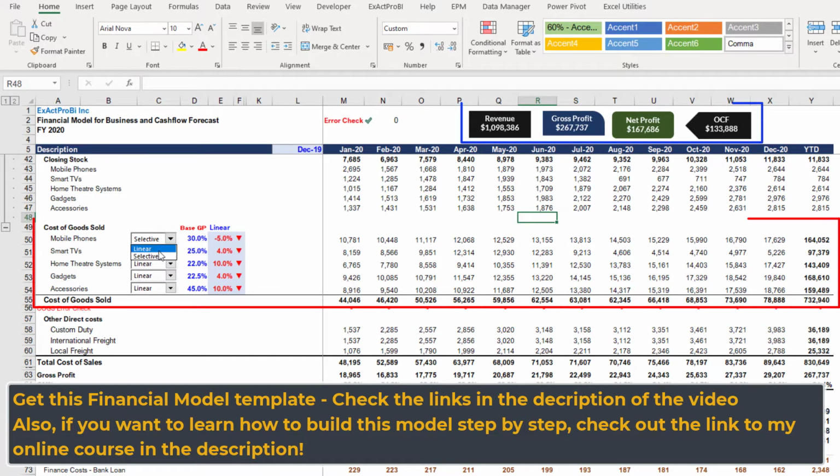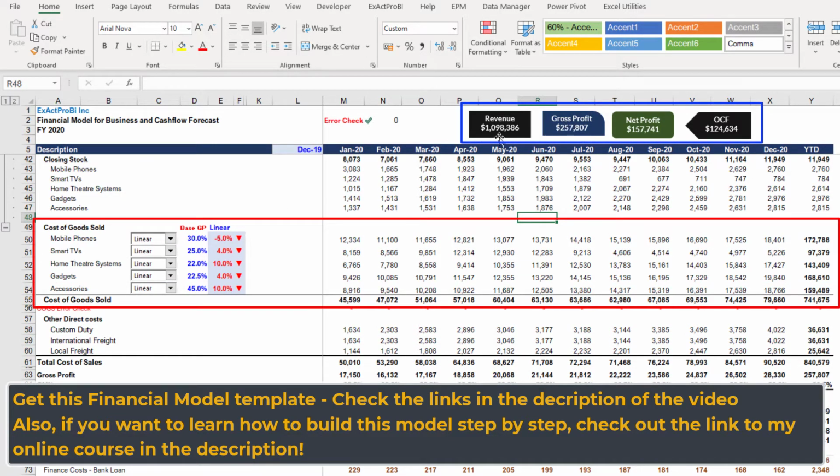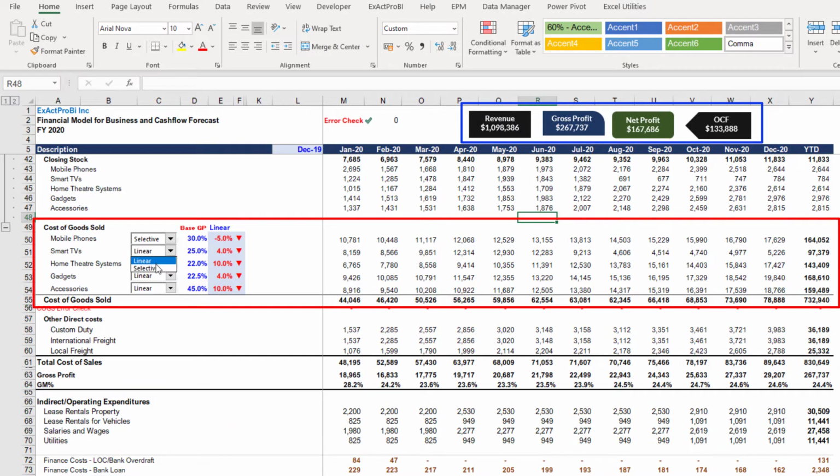So if I change this to linear, your gross profit reduces, net profit reduces, and there is also a little impact on cash flow because your payments are impacted. Now if you change this to selective, your cash flow, gross profit, net profit, everything is changing. Gross profit is changing because your overall growth in sale has increased, so the volume of gross profit has increased. You can see net profit also increases. At the same time, operating cash flow also changes.